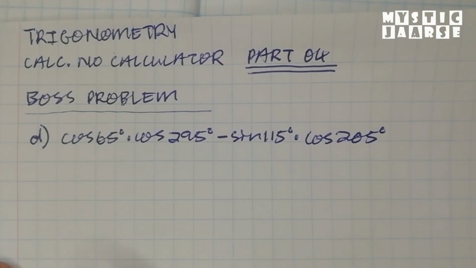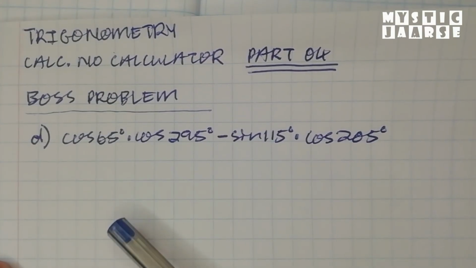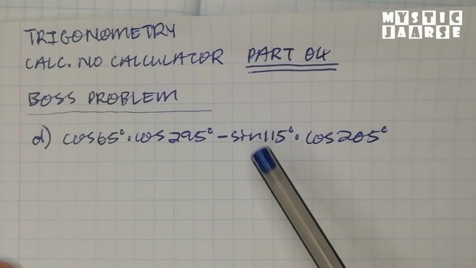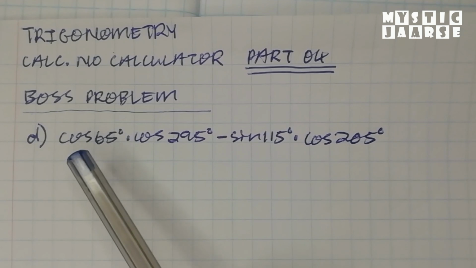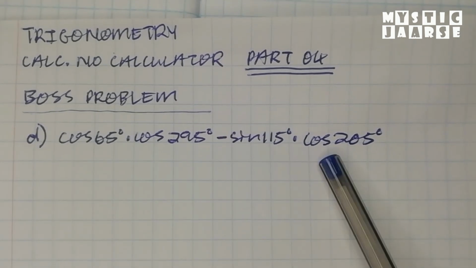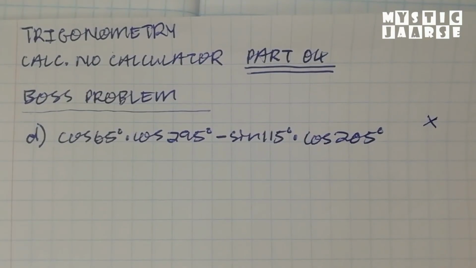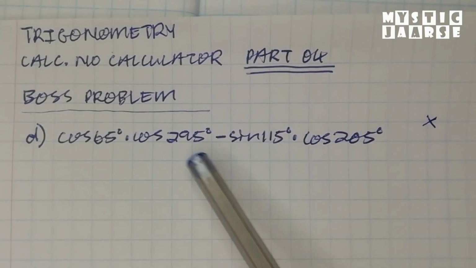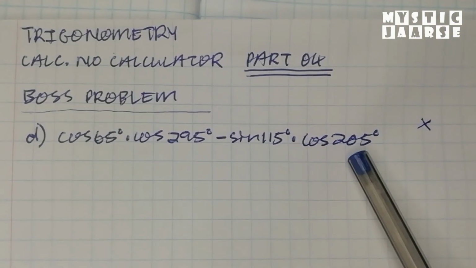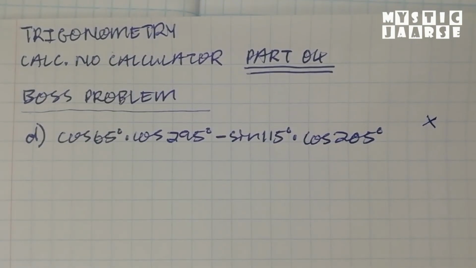For example, let's check the pattern that our trig ratios form. We have cos, sine, cos. Again, we have cos, sine, cos. This pattern doesn't match up with the cos compound or the sine compound. What about the angles? We have 65, 295, 115, 205. All of them don't correspond. They don't match up. So we need to reduce them.